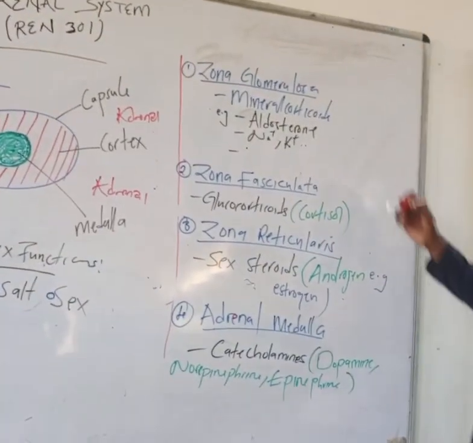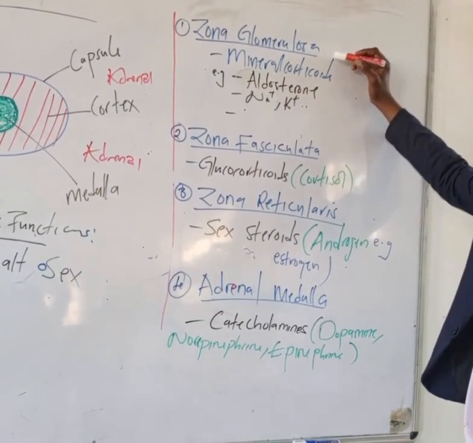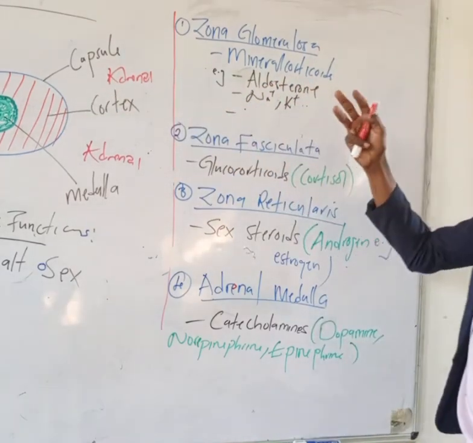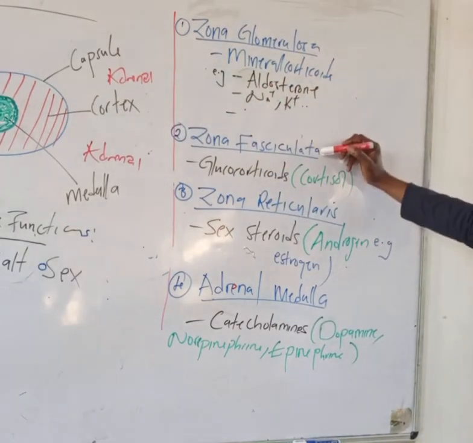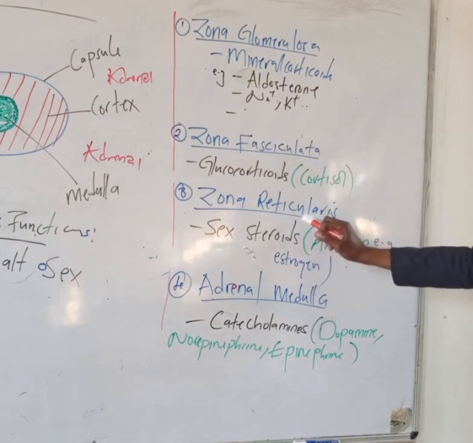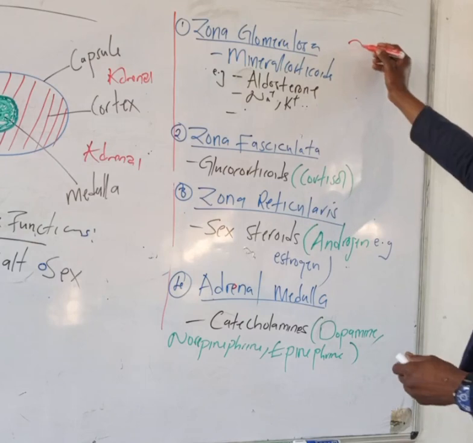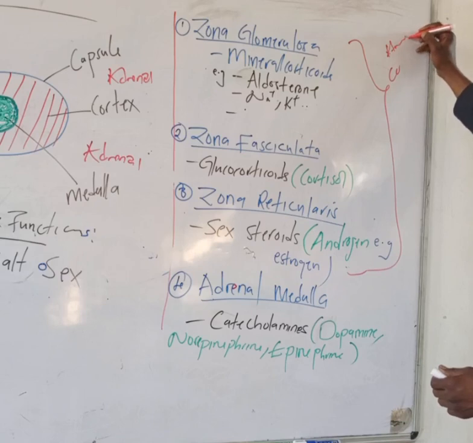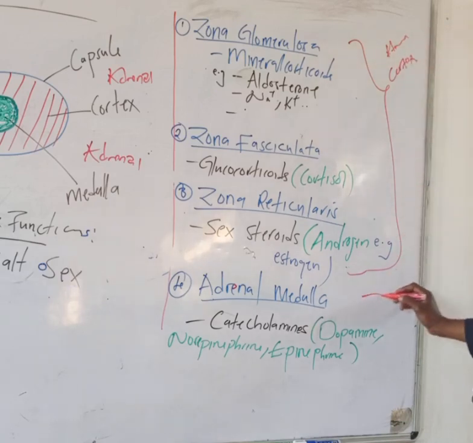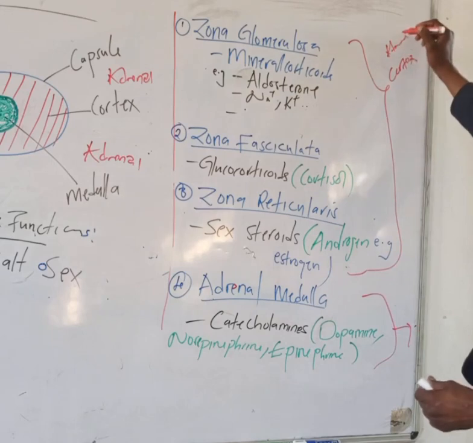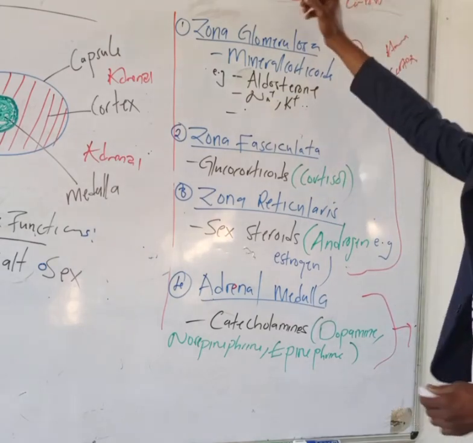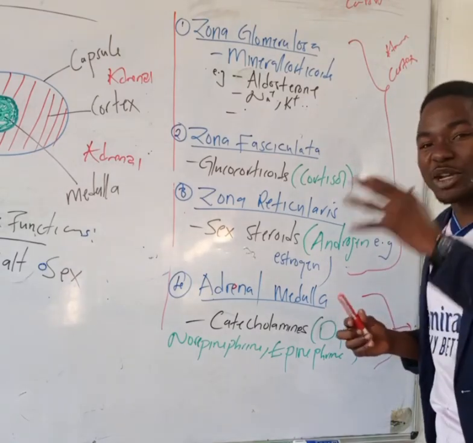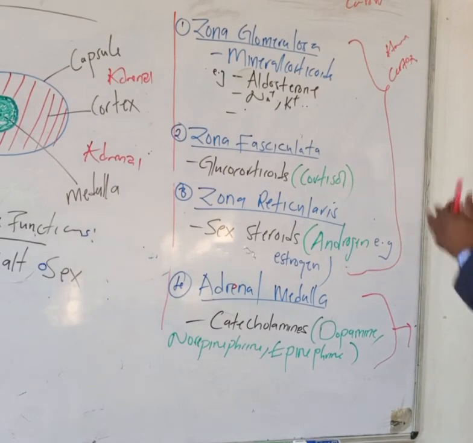So now remember what I told you, the cortex is divided into three structures. After the capsule of the cortex, this cortex here is divided into three structures. The first structure is glomerulosa, second is fasciculata, and the third is the reticularis. When you complete it, this is the entire cortex. After the adrenal cortex, you have the medulla which is coming in. And before the adrenal cortex, you have the capsule. But don't put the capsule when explaining. I feel like it's not necessary, but it is important anyways.